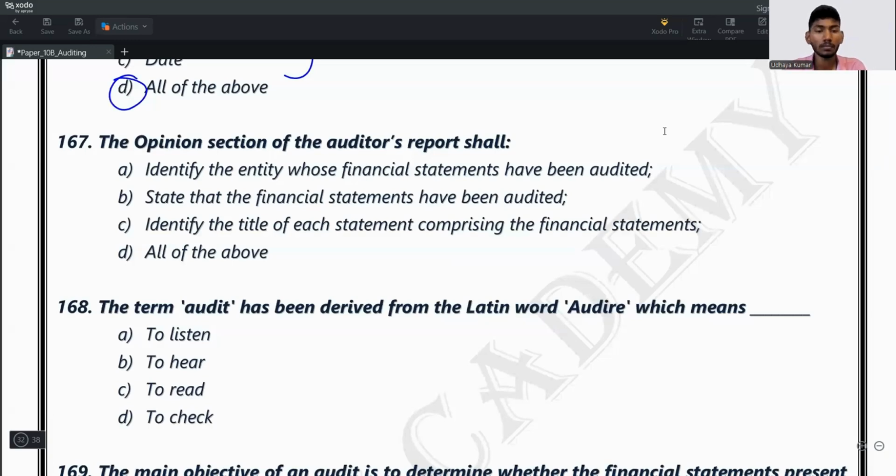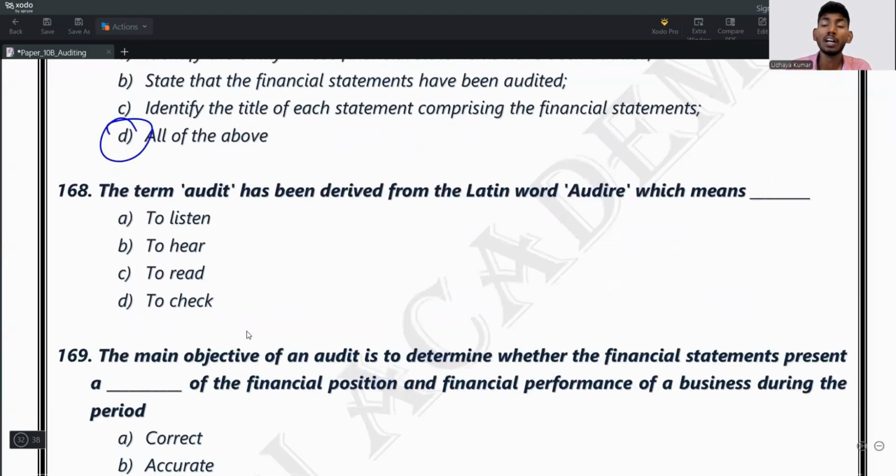Okay. So moving to question number 168, the term audit has been derived from the Latin word audire, which means to what? Which we have already discussed, right? So it's a quite easy answer. The Latin word audire means to hear.